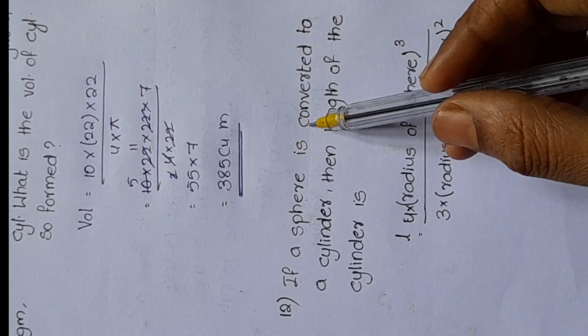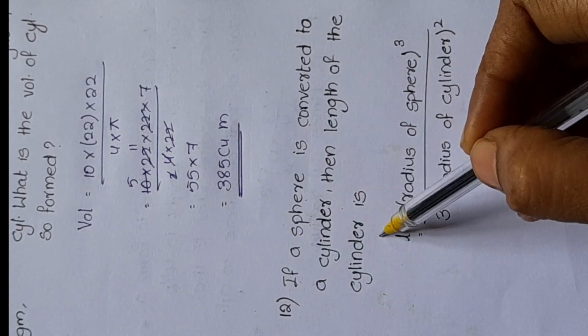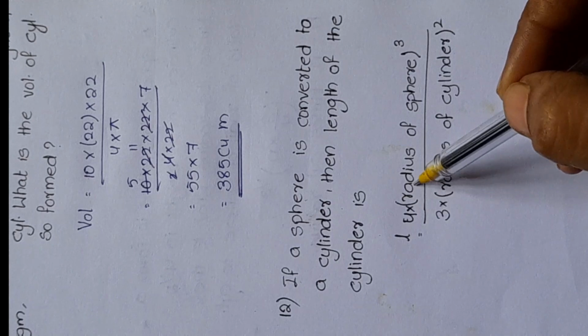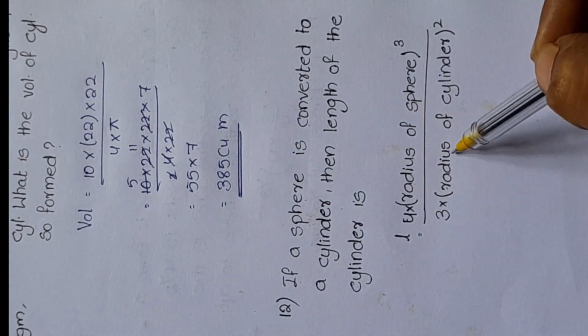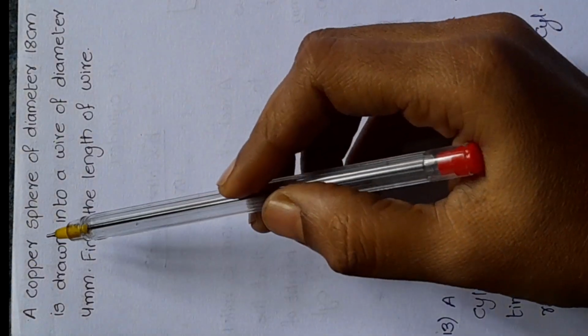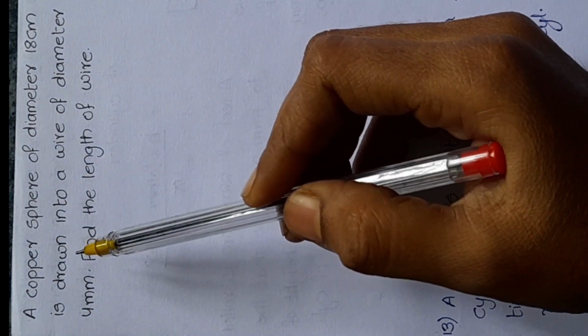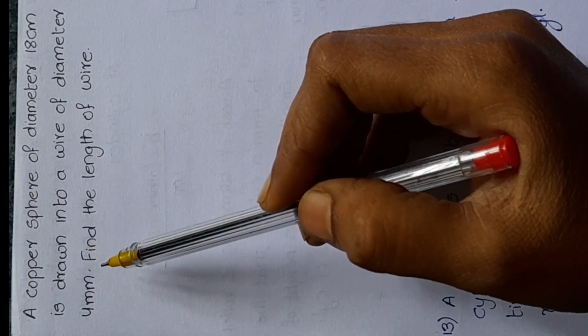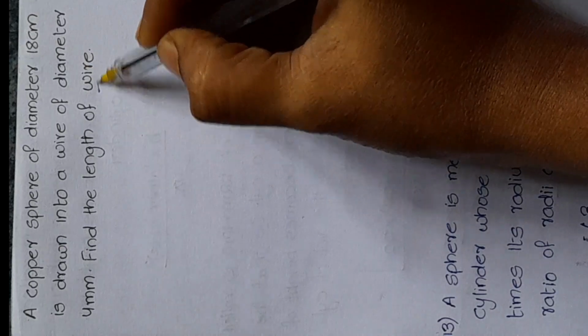12th one. If a sphere is converted to a cylinder, then the length of the cylinder is L, that is 4 into radius of the sphere cube by 3 into radius of the cylinder square. A copper sphere of diameter 18 centimeters is drawn into a wire of diameter 4 millimeter. Find the length of the wire. Here the wire is the cylinder.